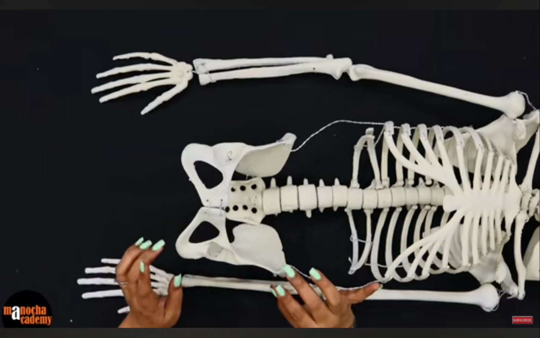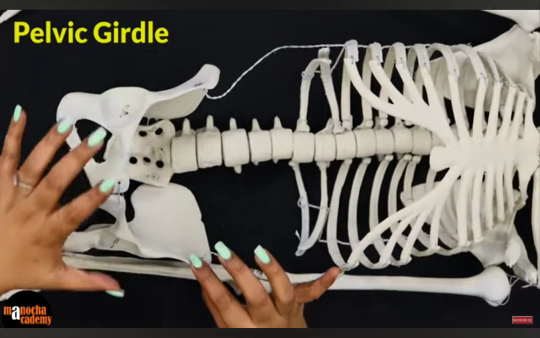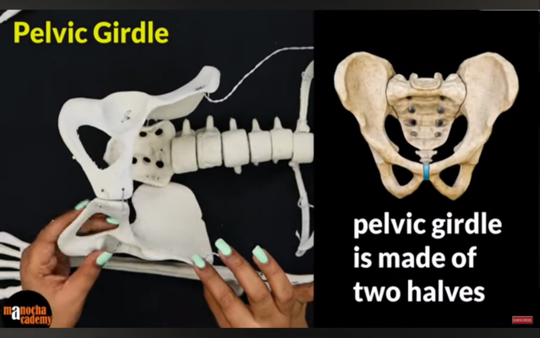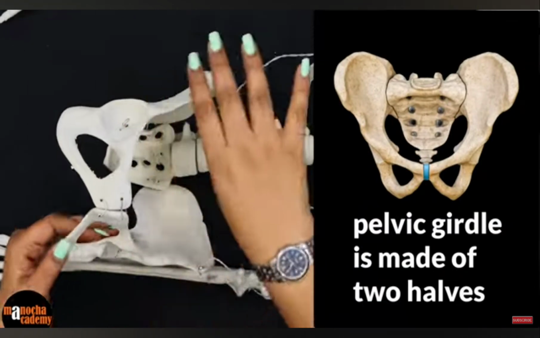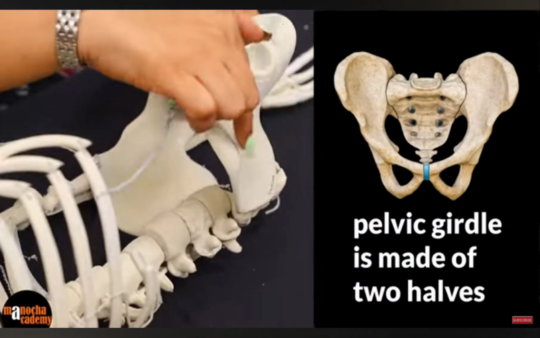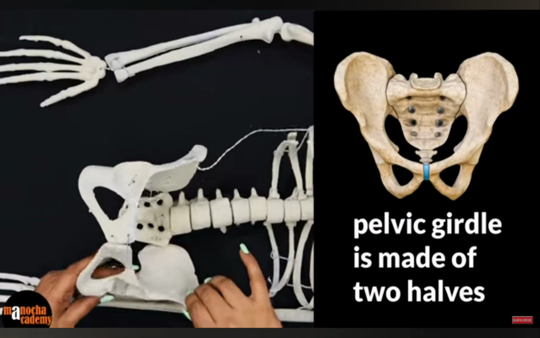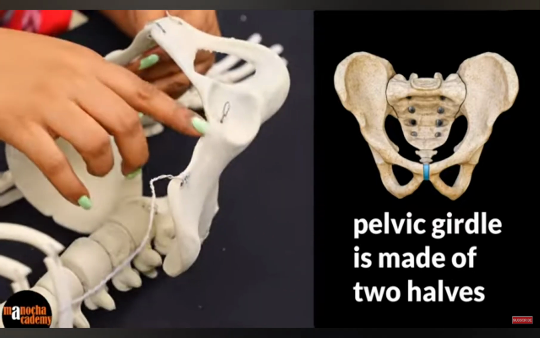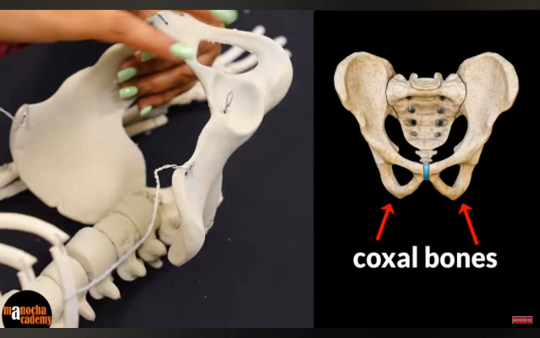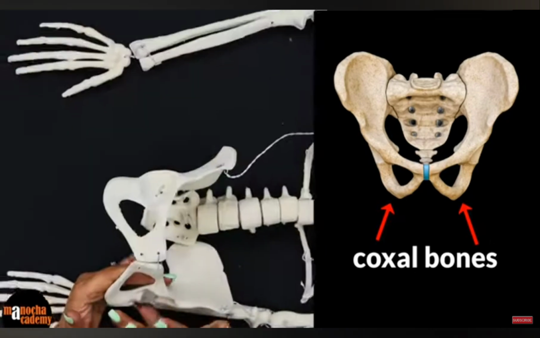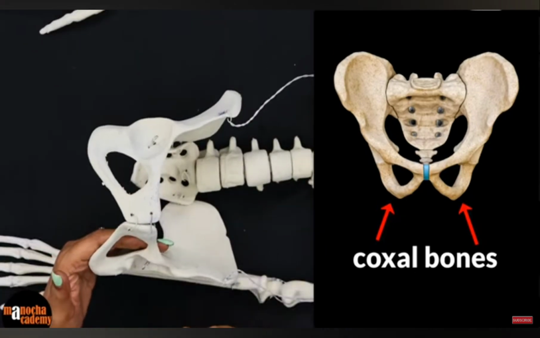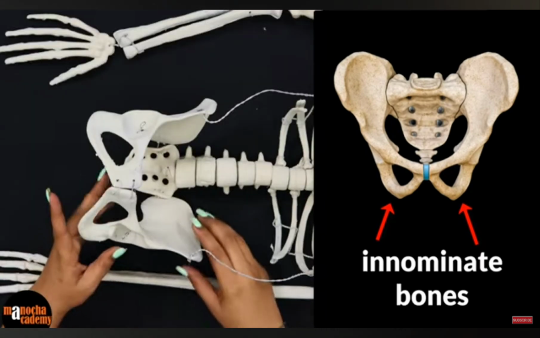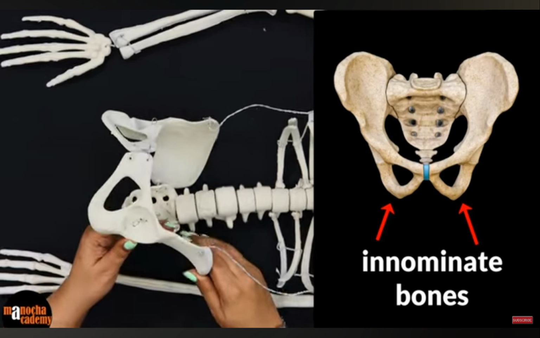Let us have a look at the pelvic girdle, which we also know as our hip. Now this is the pelvic girdle and it is made up of two halves. As you can see, this is one half of the pelvic girdle and this is another half. Each of these halves is known as a coxal bone. So this is one coxal bone here, this is another coxal bone here, or they are also known as the innominate bones. Now these innominate bones are made up of 3 bones combined together.